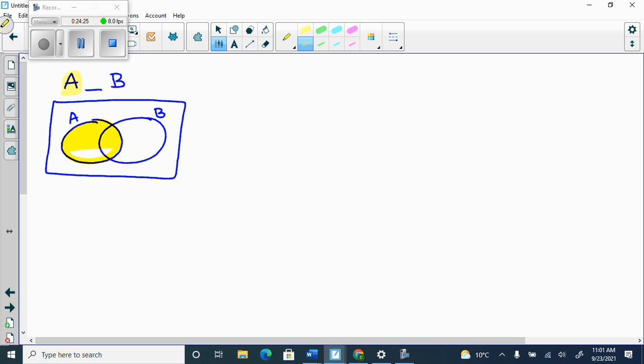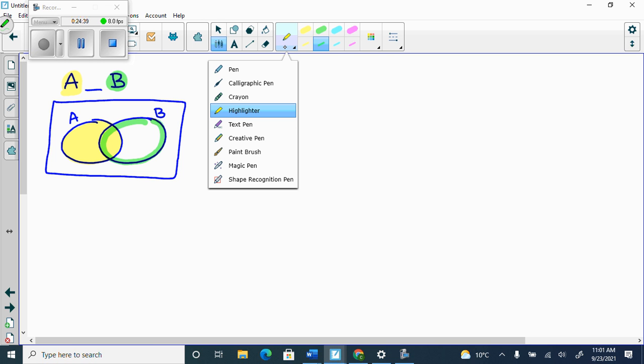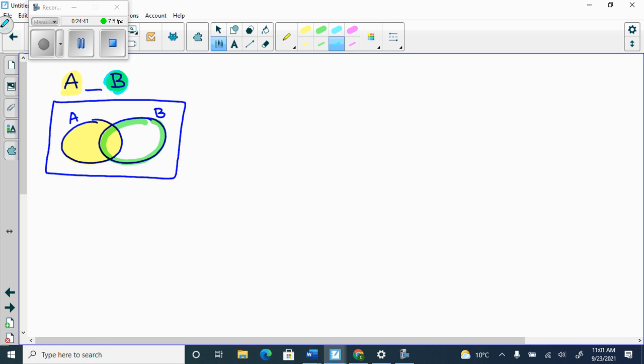I'm going to shade it separately. Then I'm going to do whatever the other letter says. The other letter says B, so I'm going to shade B separately. Well, this one did not work. I need to pick a different color. Oh, goodness. I need it to actually change colors. So I'm going to shade B in blue. So I shade all of B.